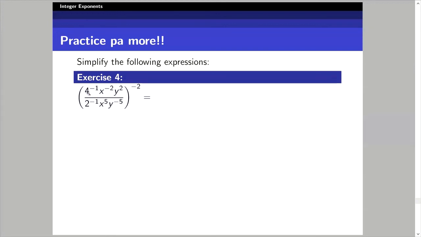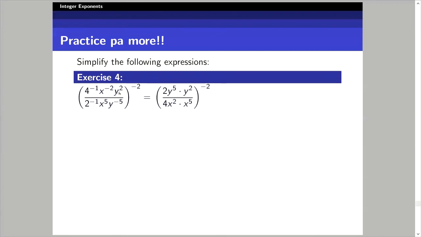Kita nyo? Itong 4 raised to negative 1 and x raised to negative 2, you can make it with positive exponents by writing them in the denominator. While 2 raised to negative 1 and y raised to negative 5, you can make their exponents positive by writing them in the numerator. Okay? So para mas maintindihan nyo, ito yung itsura niya.